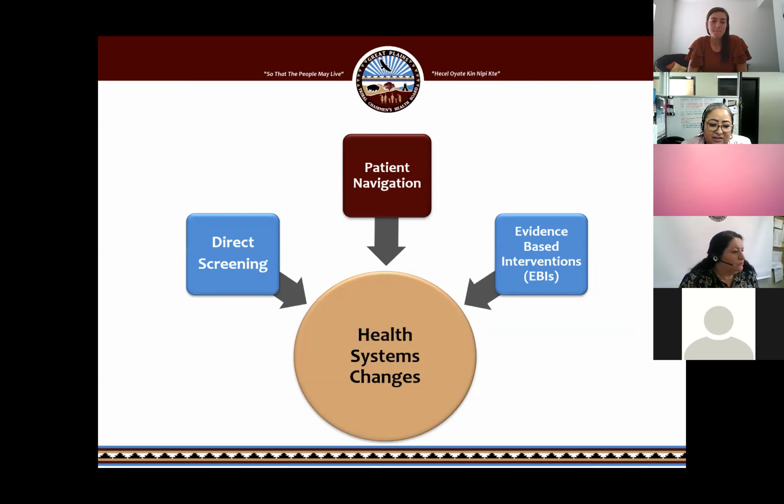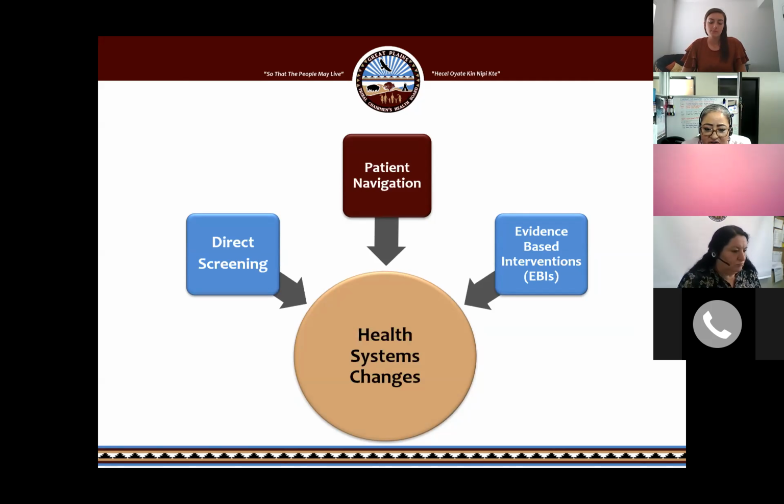Here we have the health systems changes, which includes direct screening, patient navigation, and evidence-based interventions. The screenings will consist of mammograms, Pap smears and Pap tests, clinical breast exams, also called CBEs, and diagnostics. In patient navigation, there are two groups of women. Those that are eligible to receive program paid screenings, and then there are low-income women who are insured. It is our program goal to focus on women who might not get screened otherwise.